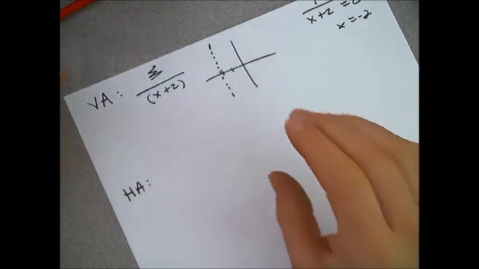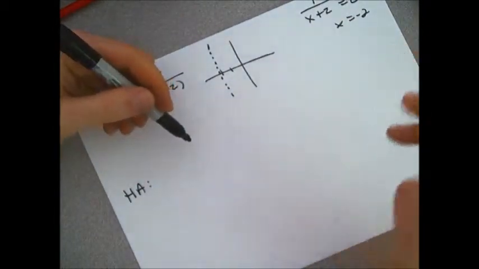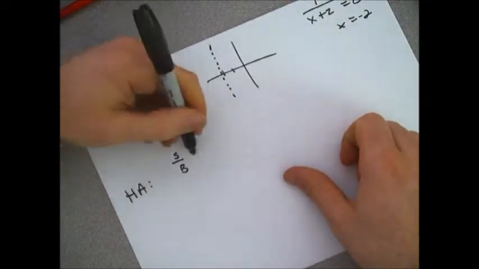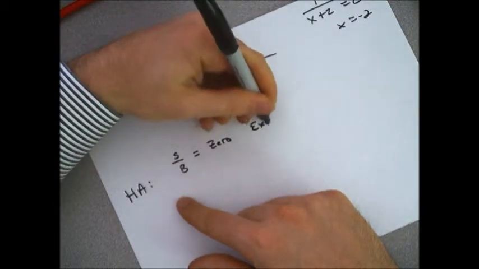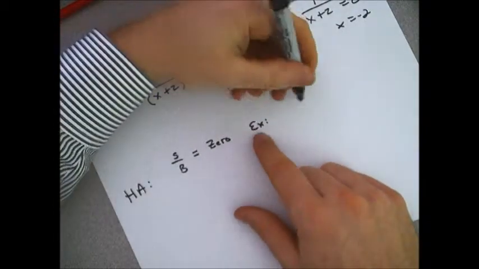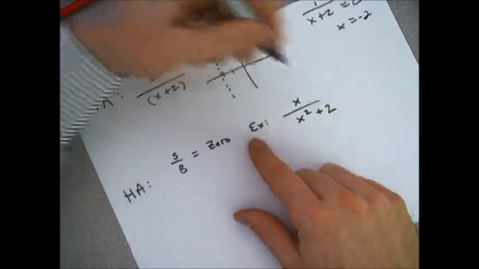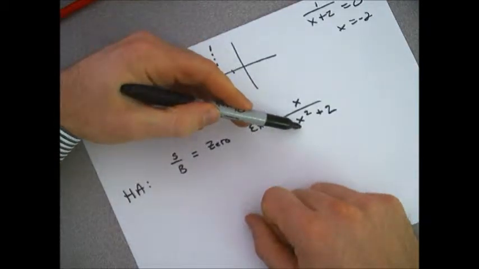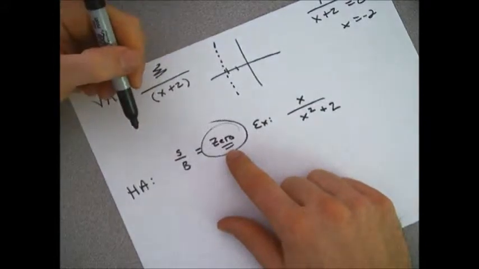Now, the horizontal asymptote. The horizontal asymptote is when we had those rules. What are the rules? We compare the degree, the exponents, right? I can have small over big. Small over big gives me 0. Here's an example of small over big. x over x squared plus 2. The degree up top is 1. The degree on the bottom is 2. This would give me a horizontal asymptote of 0.